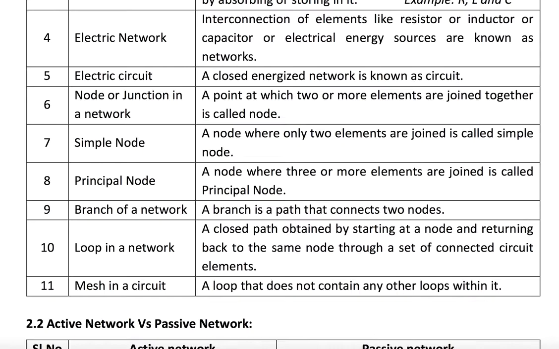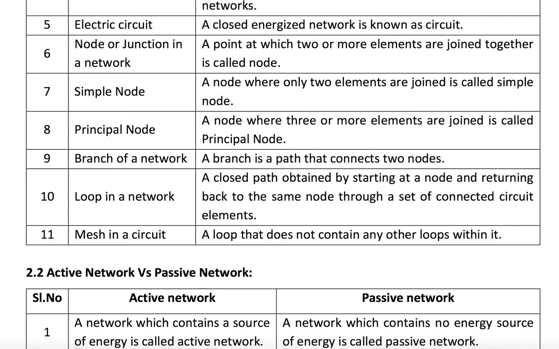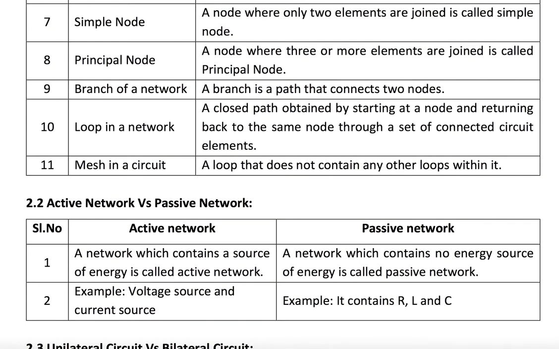Node or junction in a network: a point at which two or more elements are joined together is called a node. Simple node means a node where only two elements are joined. Principal node: a node where three or more elements are joined is called a principal node. Branch of a network: a branch is a path that connects two nodes.